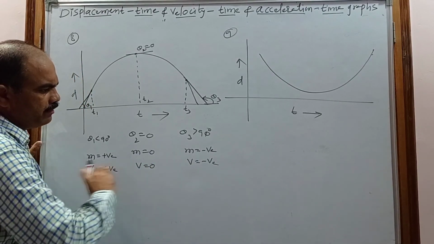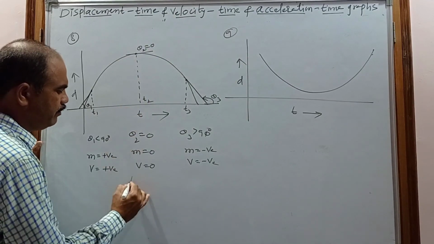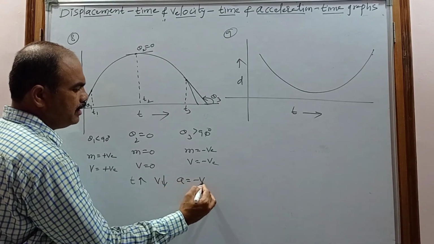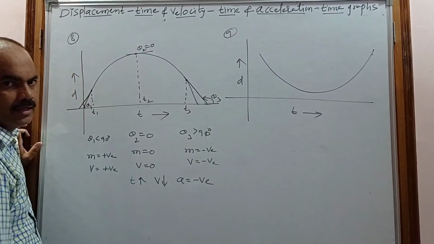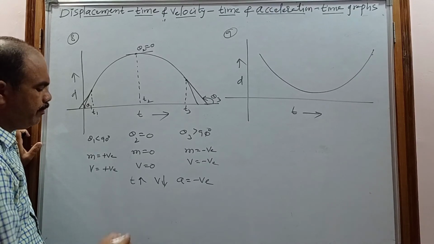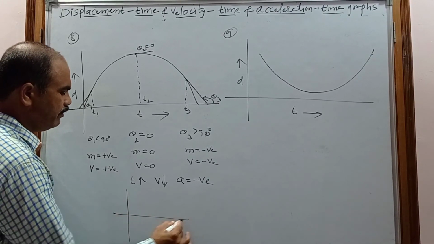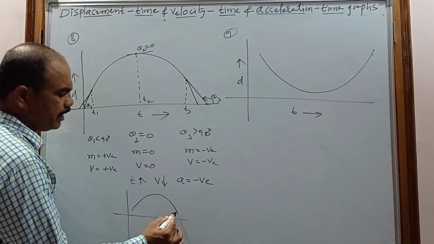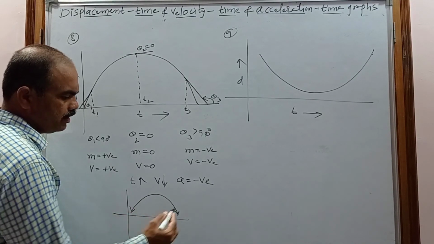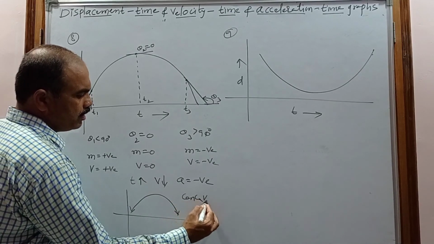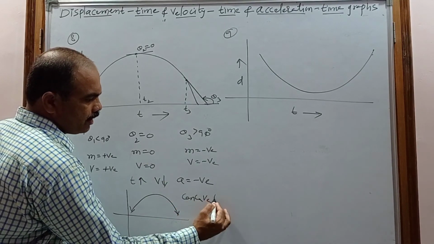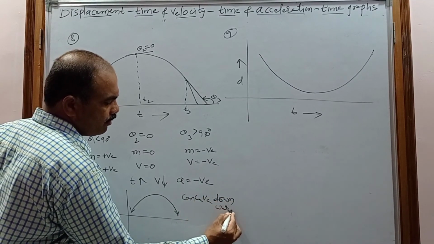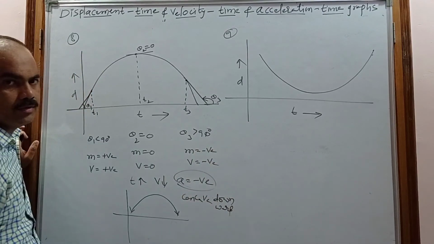And what is happening? As time is increasing, velocity is decreasing. That's why it has negative acceleration. So remember, the simple trick is: when we draw the displacement versus time graph, if the graph is concave downward, or a downward parabola, then the acceleration is negative.